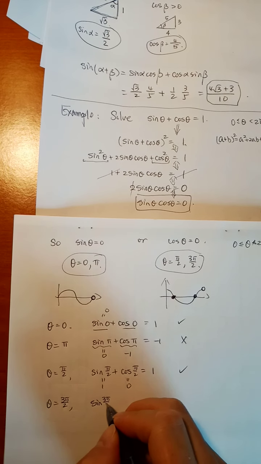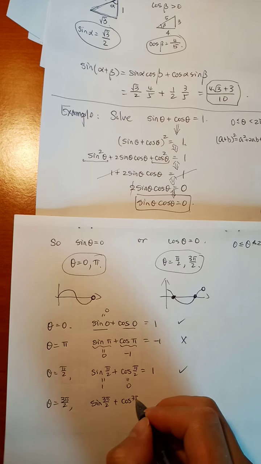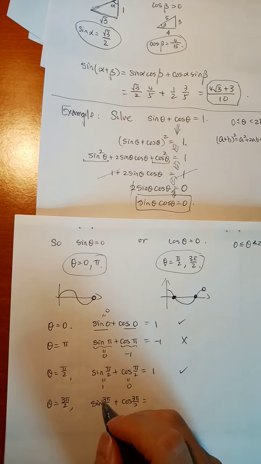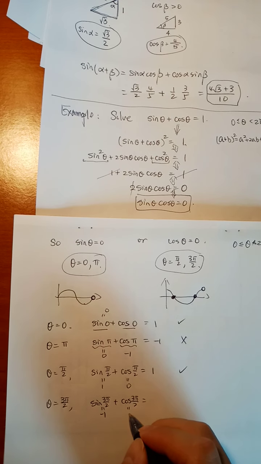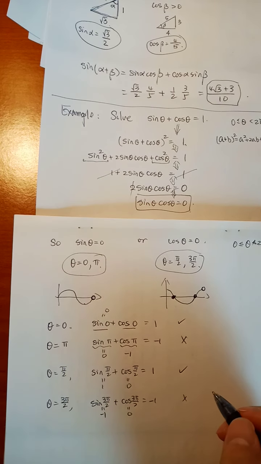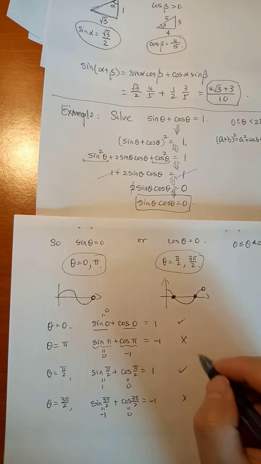Sine 3 pi over 2 plus cosine 3 pi over 2. Sine 3 pi over 2, check here, is negative 1. Cosine 3 pi over 2 is 0. So the sum is negative 1. Bad. So we have two good solutions, two bad solutions.